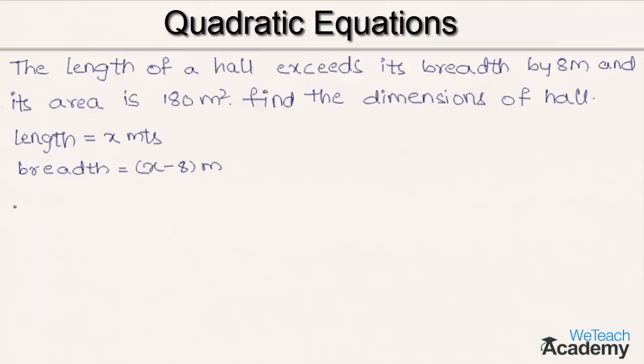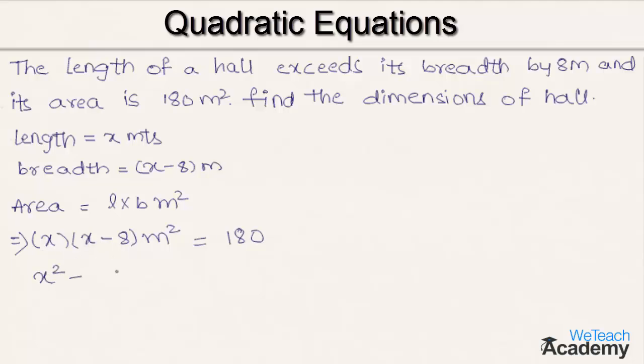So we know that the area of a rectangle is given by length into breadth, meter square. So here length is x and breadth is x minus 8 meters square, and according to the given condition the area is 180 meters square. So let us equate with 180. Now let us multiply x with the group x minus 8. We get here x square minus x into minus 8 would be minus 8x, and let us transfer 180 to the left hand side. We get minus 180.